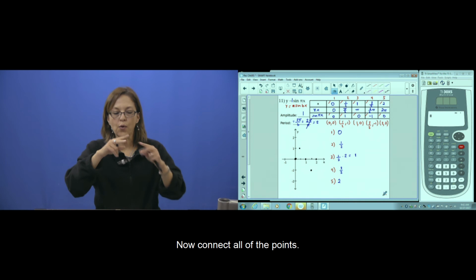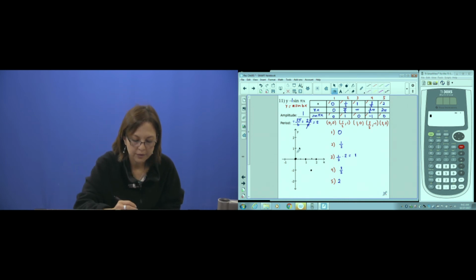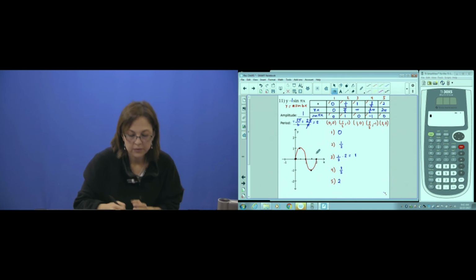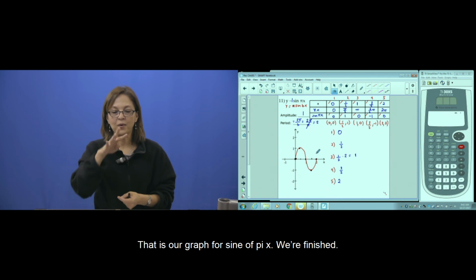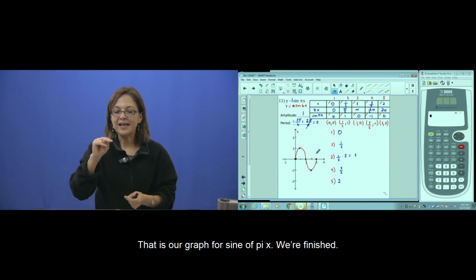Now connect all the points. And that's our graph for sine of pi x. We finished.